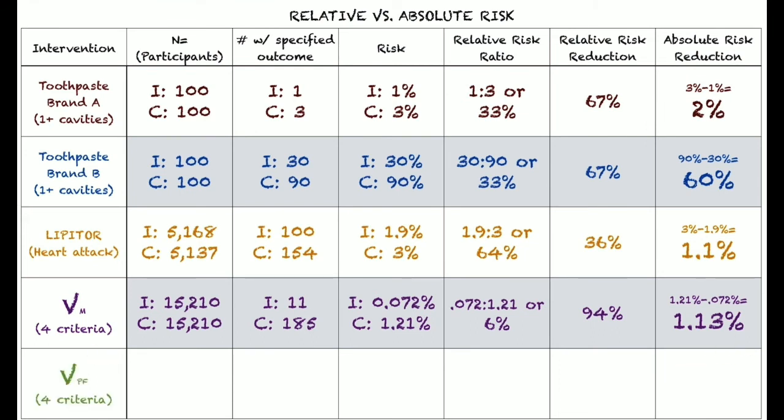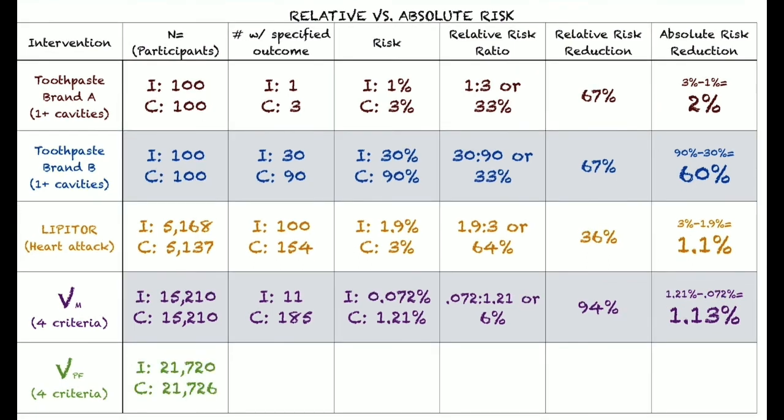And since we're just making up letters and just using silly examples, let's just call this V sub PF. We'll just call it that for now. And again, they looked at 4 criteria in this study. And again, this is an actual clinical trial. This is the actual numbers from this clinical trial. So let's look at them.